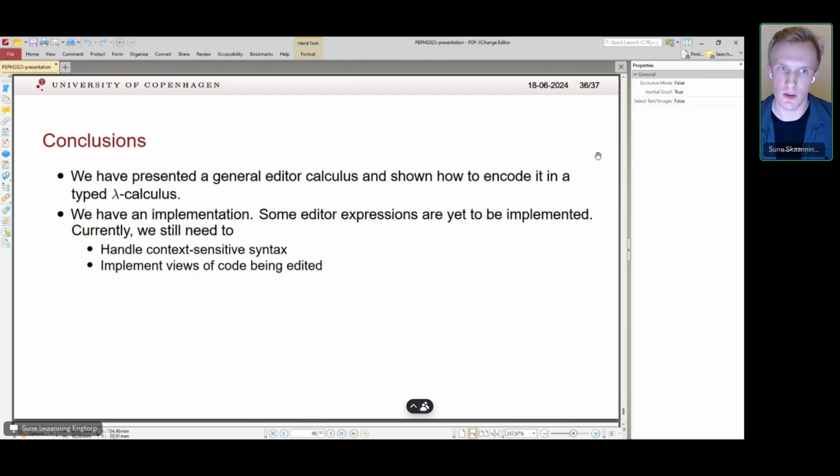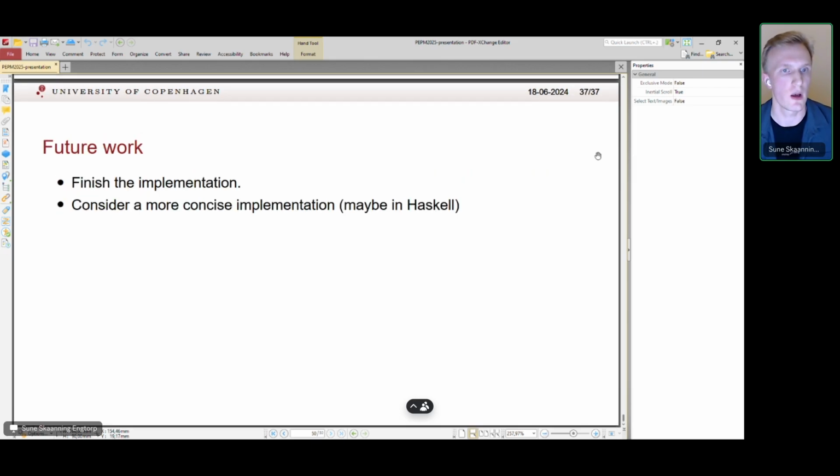So in conclusion, we have presented a general editor calculus and shown how to encode it in a typed lambda calculus, and we have an implementation. But some of the editor expressions are yet to be implemented. We still need to handle context-sensitive syntax, and we need to implement views of the code being edited. For future work, we want to finish the implementation, and we want to consider a more concise implementation, which could maybe be in Haskell. And that was all from me.